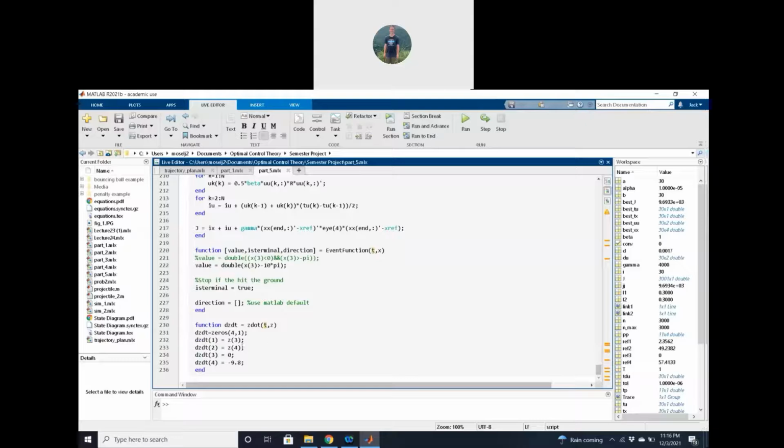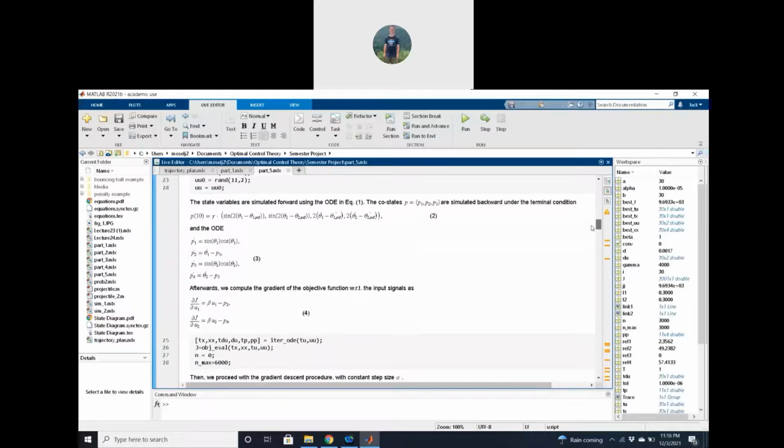And then lastly is z dot. We saw that for the projectile motion. So let's see what this does to the results.